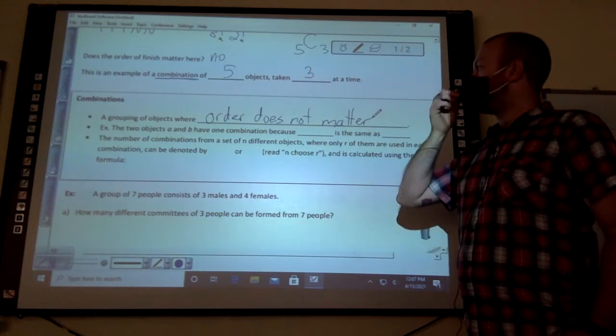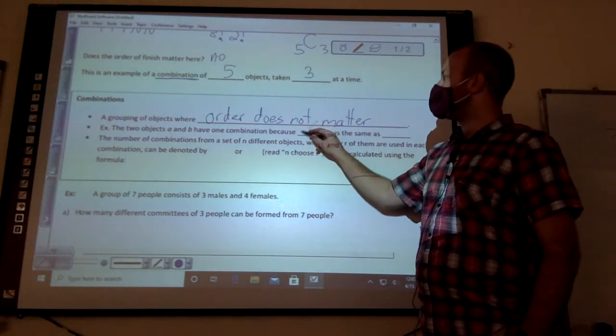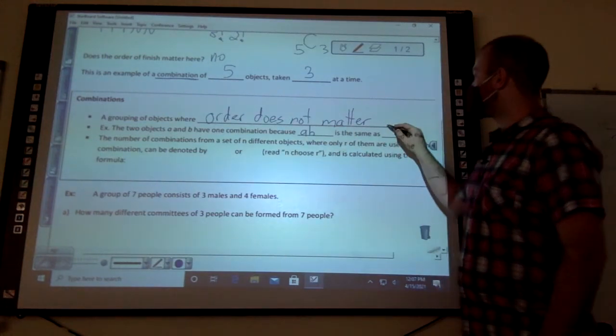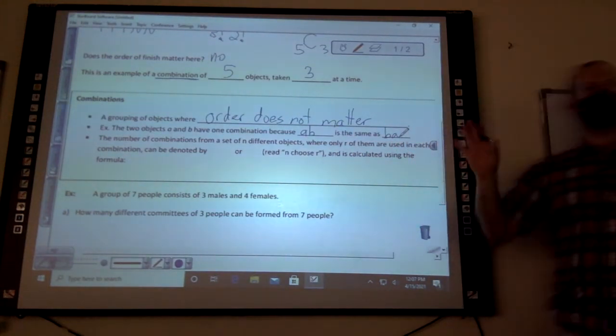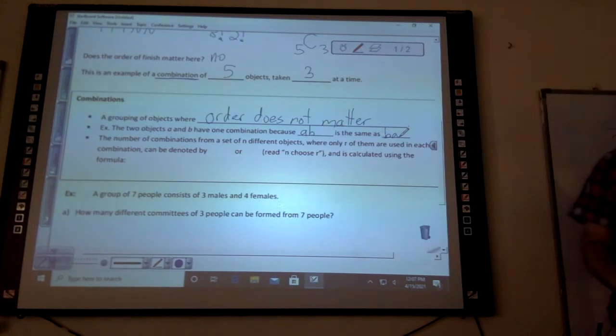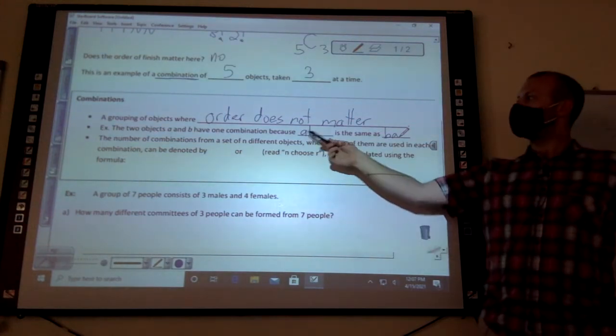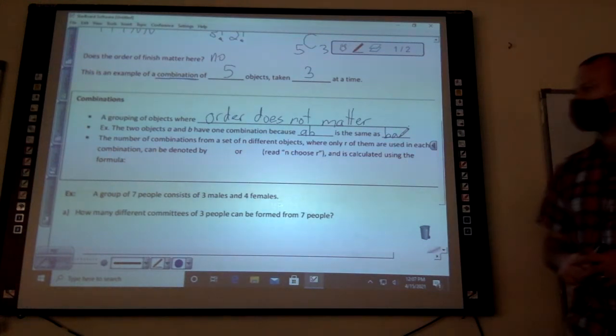So for example, 2 objects A and B have one combination, because if order doesn't matter, this is going to be the same as this. If I go AB, that's the same as BA. If you're picking partners for a project, it doesn't matter who I pick first and second, you'll still be a part of that group.